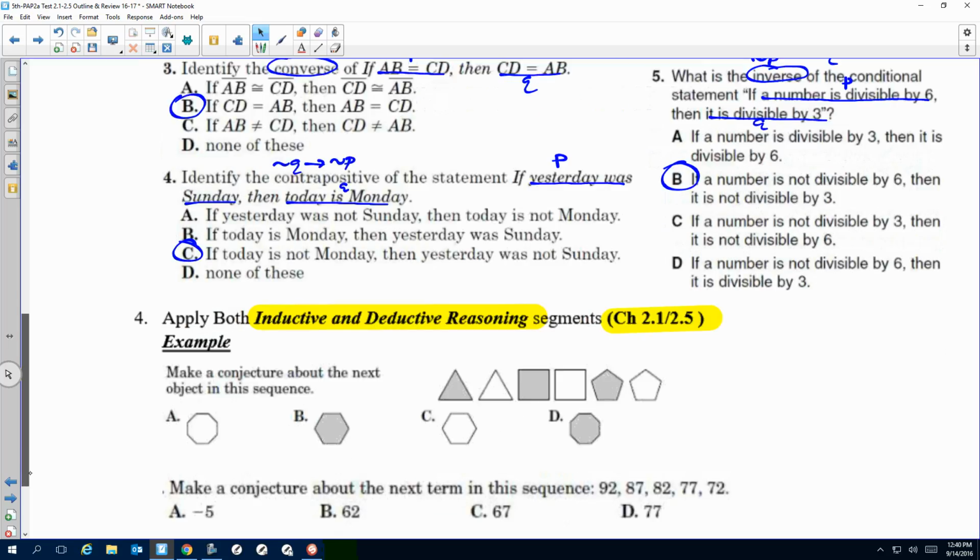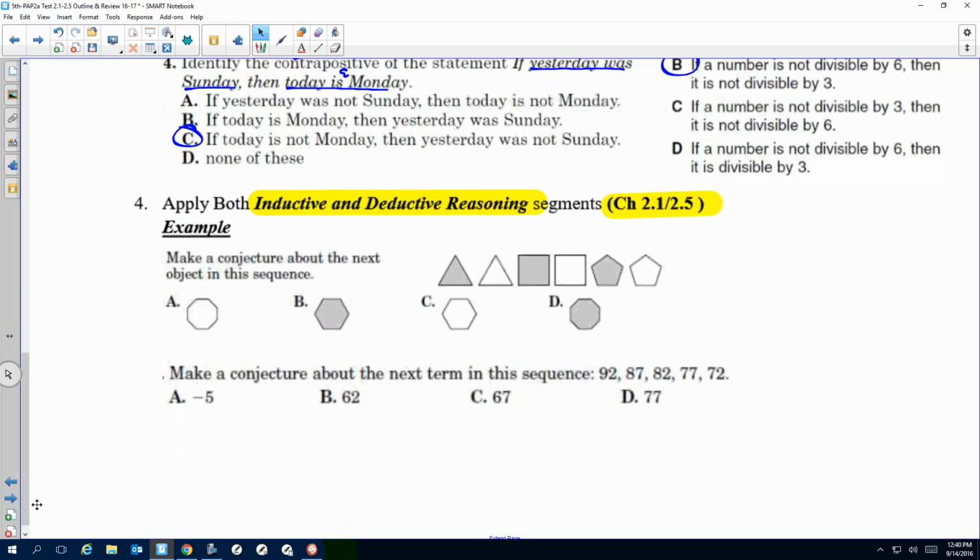All right, 4. Inductive reasoning and deductive reasoning. Inductive uses patterns. You can have a number pattern or a picture pattern. Deductive uses a rule or a fact. Okay.